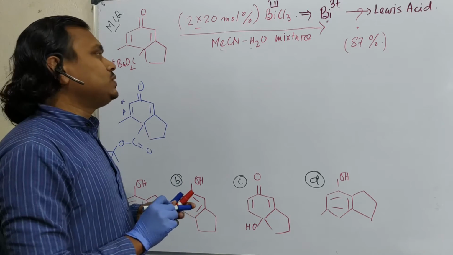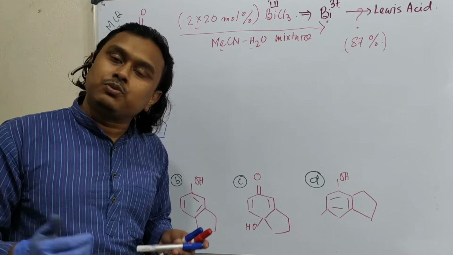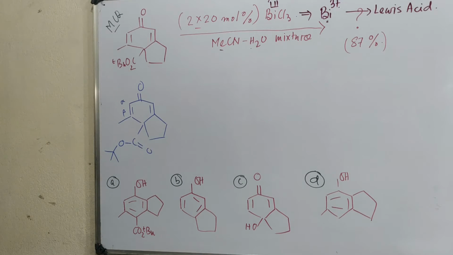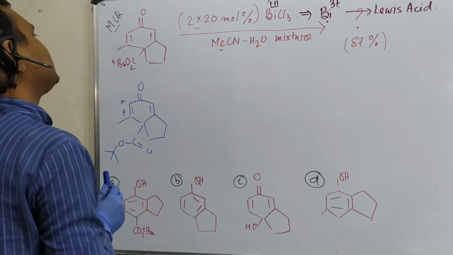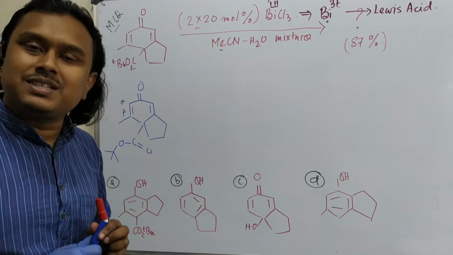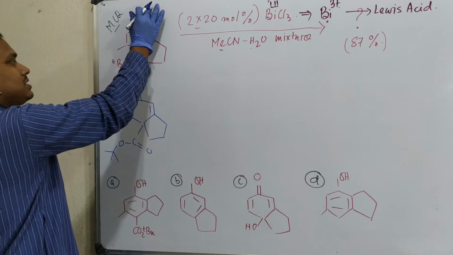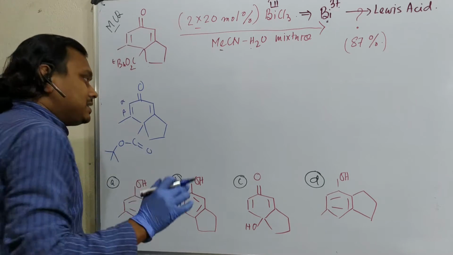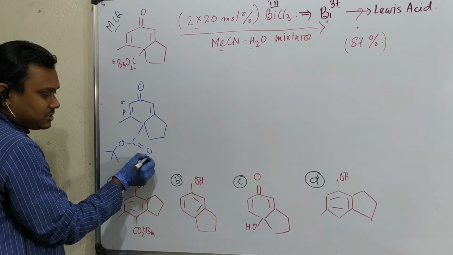So if it is a Lewis acid, where should it bind? At the position which is Lewis basic in nature. Now if you look at this molecule a little carefully, which centers are Lewis basic? There are two Lewis basic centers. One is this oxygen, which is significantly activated by the conjugation of this carbonyl, and second is this oxygen.